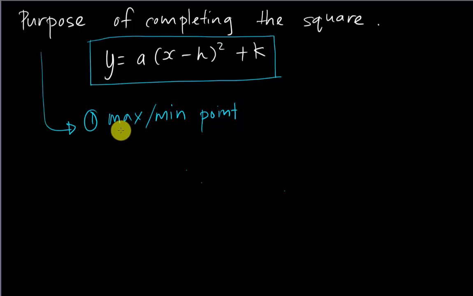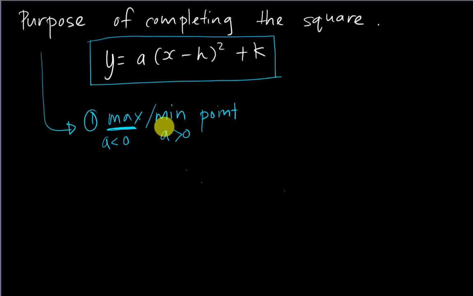How you know whether it is a maximum or a minimum is totally based on the value of a. Inside the completing the square form, a is the coefficient beside the x squared, which is also the value in front of the bracket squared. If the a value is less than 0, meaning negative, you will get a maximum. If the a value is positive, maybe positive 1, 2, 3, or any positive number bigger than 0, you will get a minimum point.